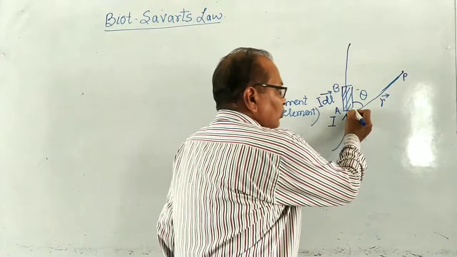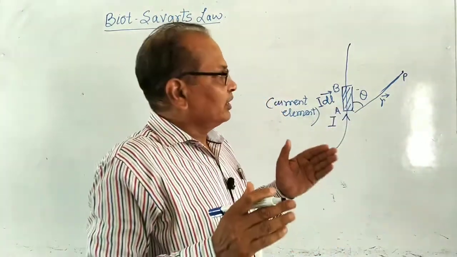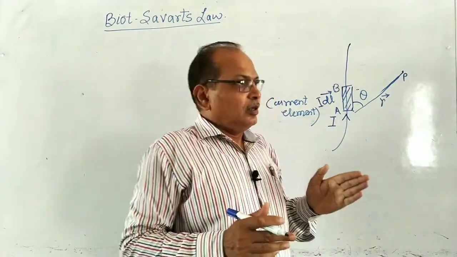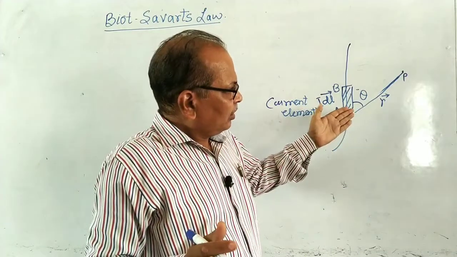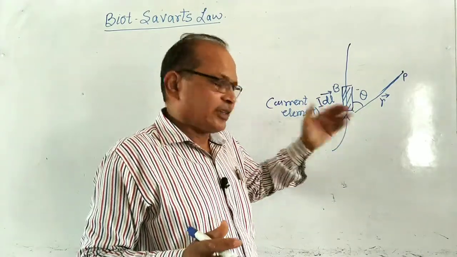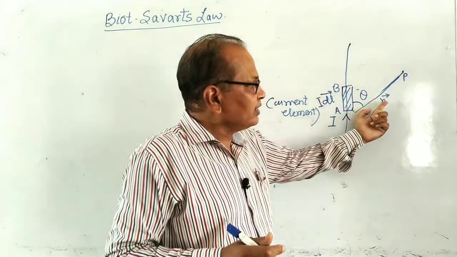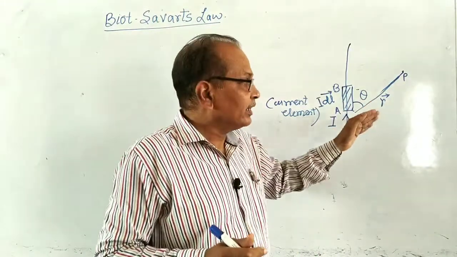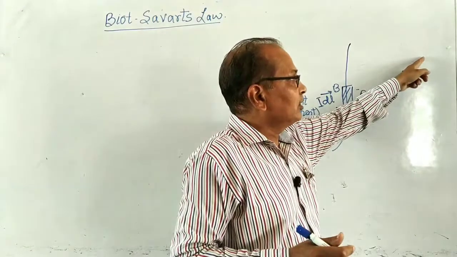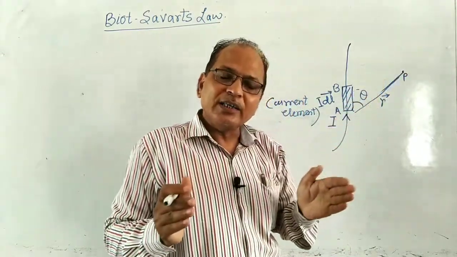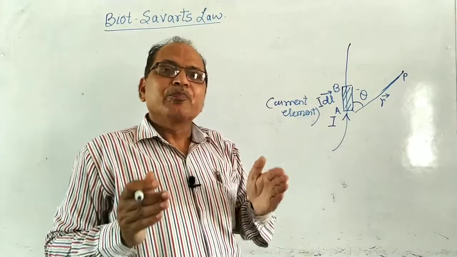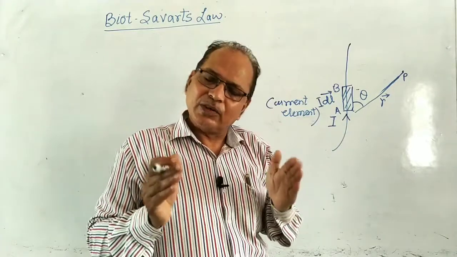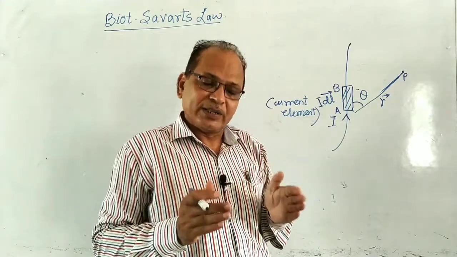Now, on what factors does the magnetic field intensity at the point P depend? In general, you can guess that if you increase the distance r from here to here, if the point P is over here or it may be over here, if r increases, then naturally the magnetic field intensity at the point P decreases. So there is an inverse relation with the displacement vector.